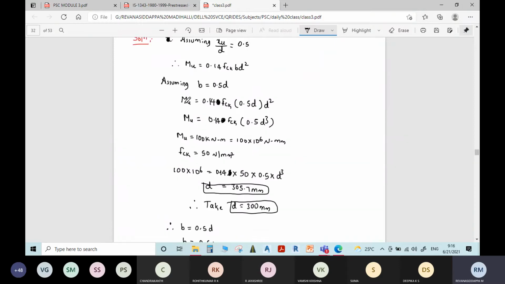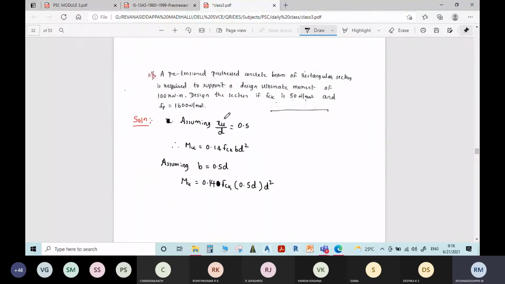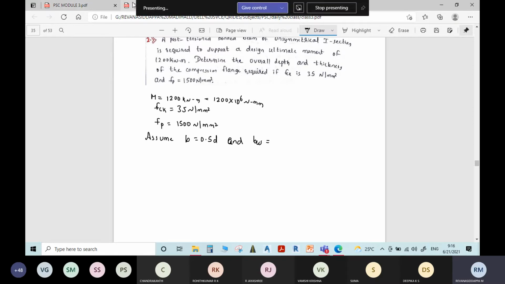In the previous problem, we have assumed width and depth, right? What we have assumed, width of the beam is equal to half of the depth. Similarly, here also we will assume width of flange, or width, is equal to 0.5 d. And width of the web is assumed in between 20 to 30% of the width of the flange.